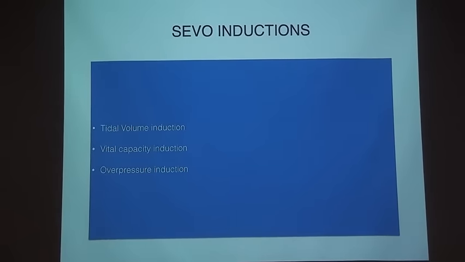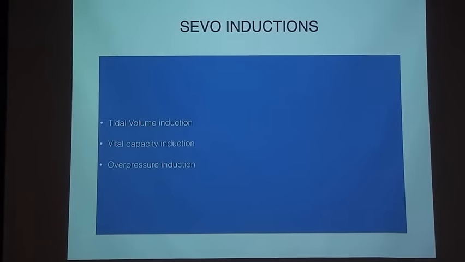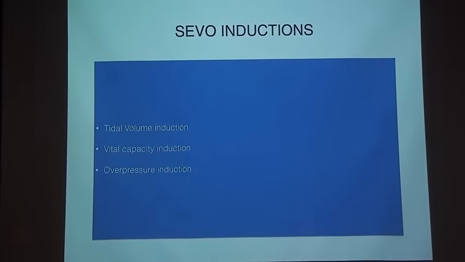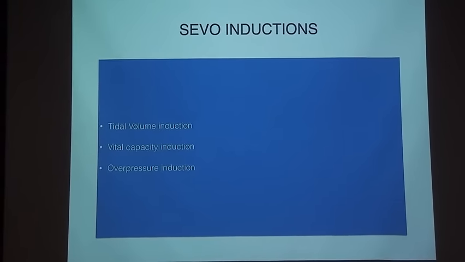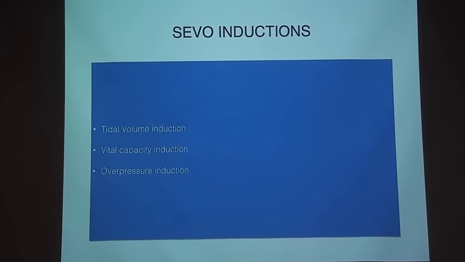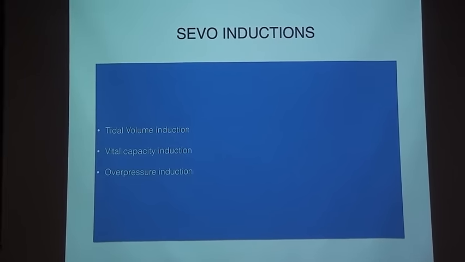So basically there are three forms of induction. One is a tidal volume induction, which we commonly do. The second form is a vital capacity induction or a single breath induction, which has been very much popularized with the advent of sevoflurane, because it is more cardio stable and the risk of arrhythmias is much lesser as compared to say halothane. And the third and the most common that we use is overpressure induction.